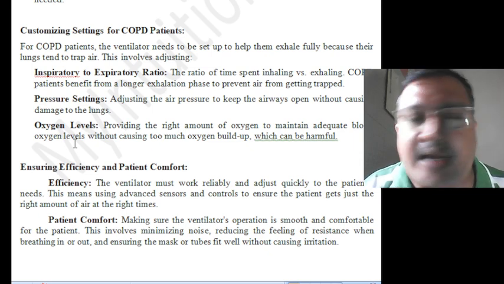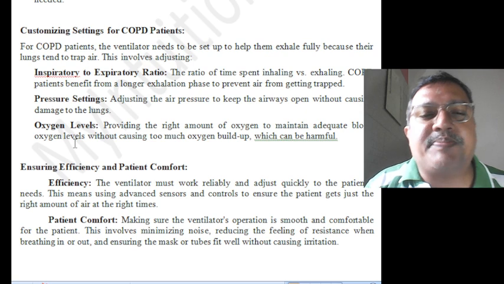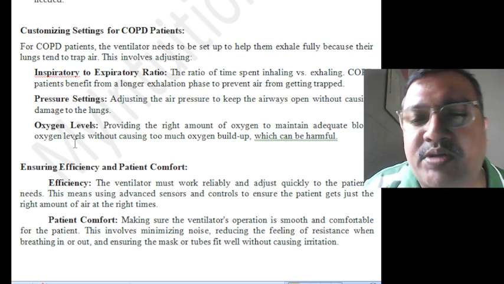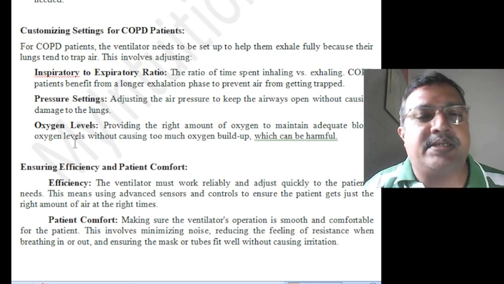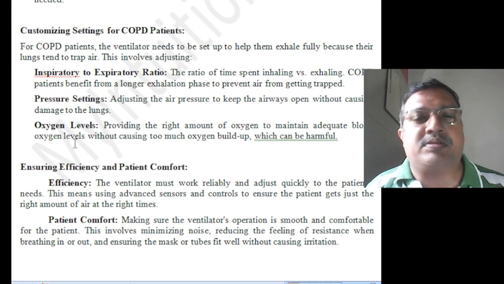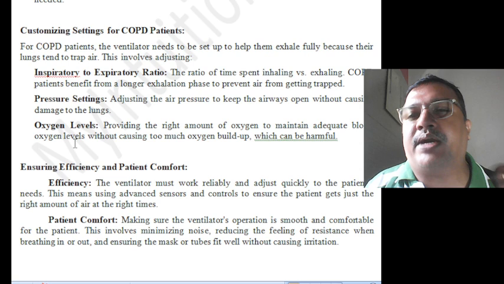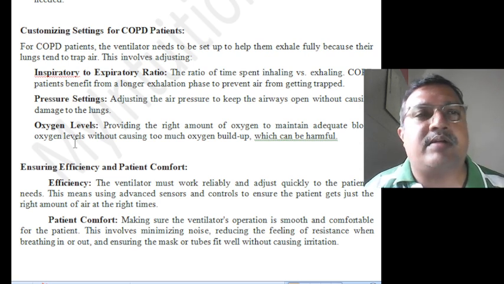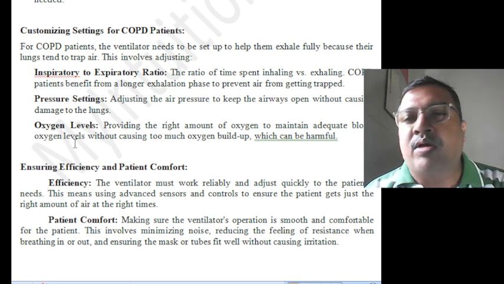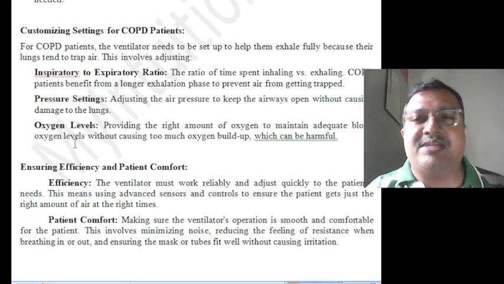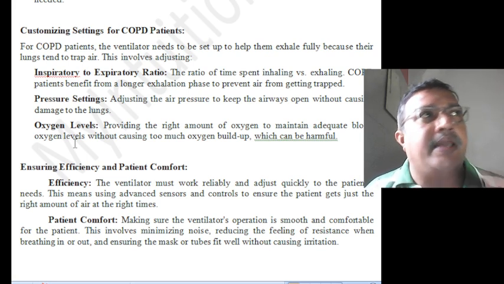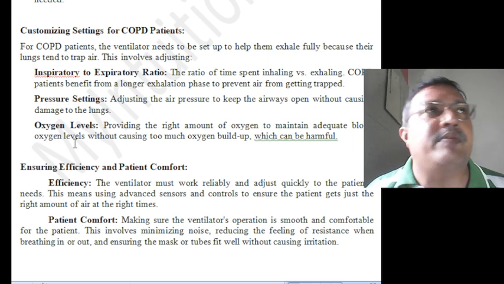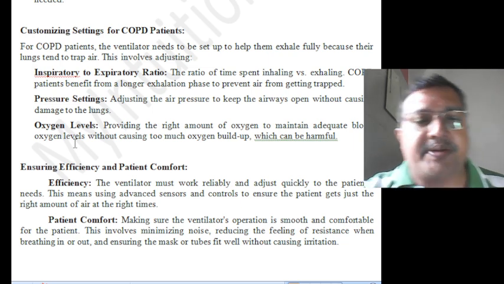I don't know exactly. Okay, oxygen levels: providing the right amount of oxygen to maintain an adequate blood oxygen level without causing too much oxygen buildup, which can be harmful. Our body needs oxygen, but only pushing oxygen will not work. Normally air is what you have to give, and any extra or less in the air condition also needs to be checked before operating.